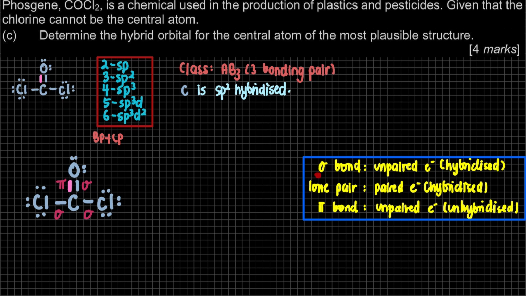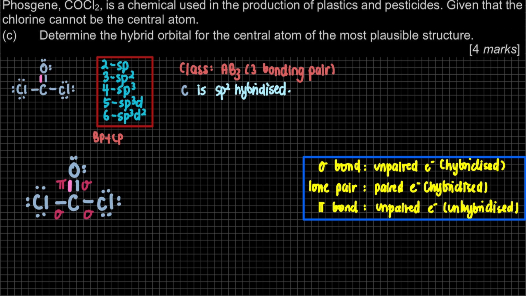If we have a sigma bond, it means that we want an unpaired electron. This case is for the hybridized version. The same goes for lone pair. Lone pair is a hybridized orbital, but in this case, for lone pair, it must be a paired electron. For pi bond, we want an unpaired electron, in this case unhybridized. So specifically, for COCl2, we have 3 sigma bonds.